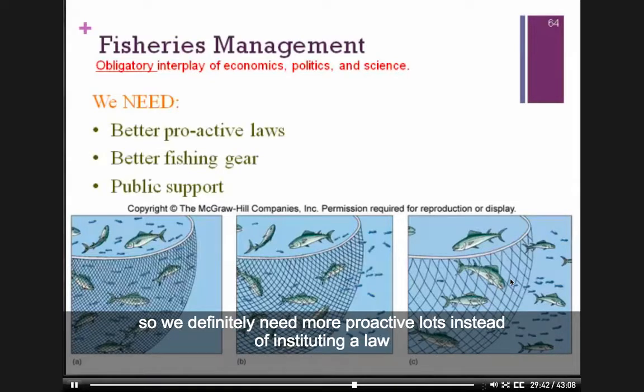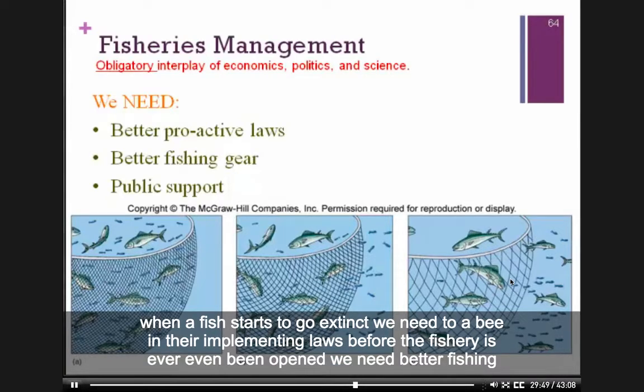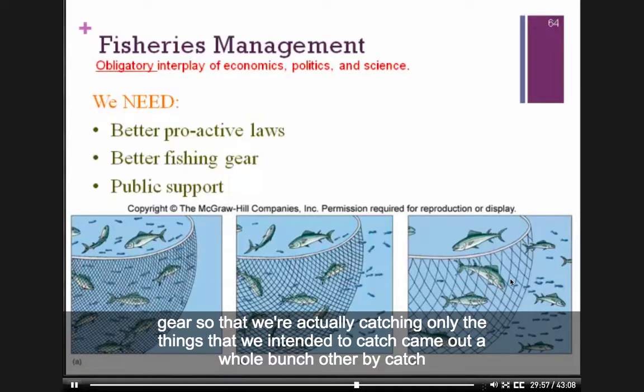So we definitely need more proactive laws. Instead of instituting a law when a fish starts to go extinct, we need to be in there implementing laws before the fishery has ever even been opened. We need better fishing gear so that we are actually catching only the things that we intended to catch, okay, and not a whole bunch of other bycatch.